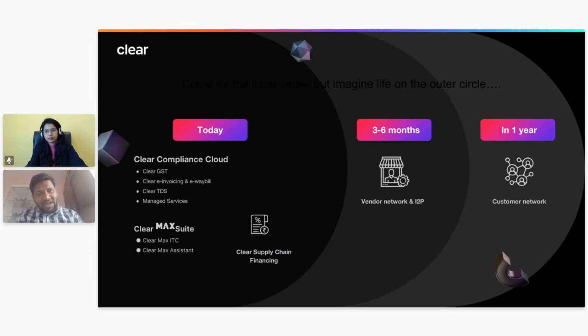On top of that, in the next one or two quarters, we are also building a vendor network and invoice-to-payment automation, which can help with invoice discounting and invoice-to-payment automation. It will help not only the finance team but also the AP and procurement teams, with a complete solution in place so that all the taxation can be automated. And our vision is very simple: down the line, in one year, we want a customer network with a complete platform to be built on.